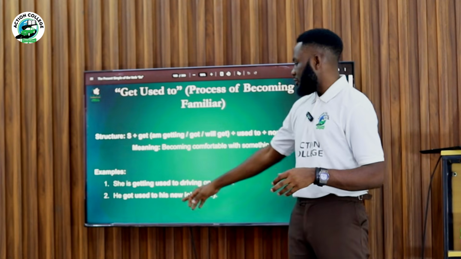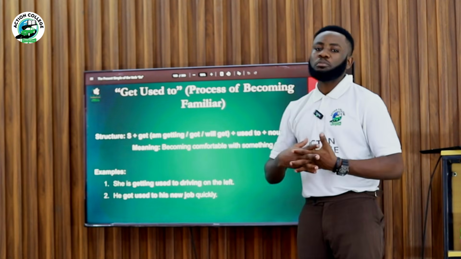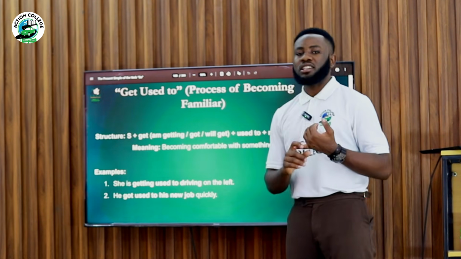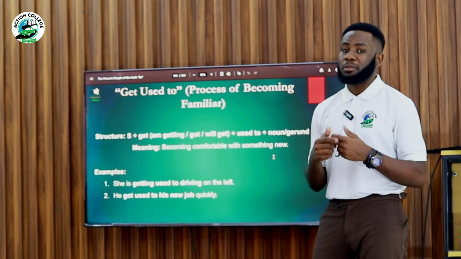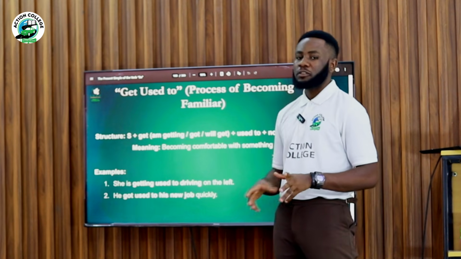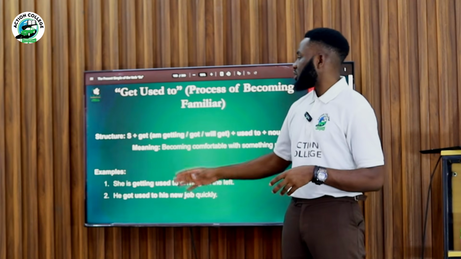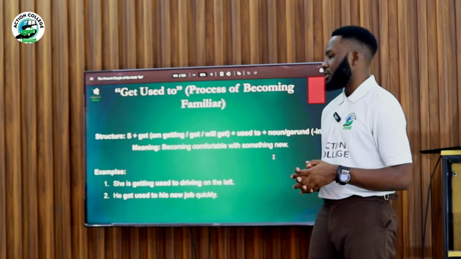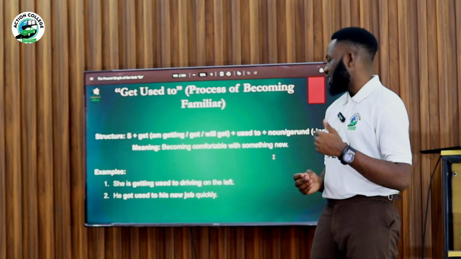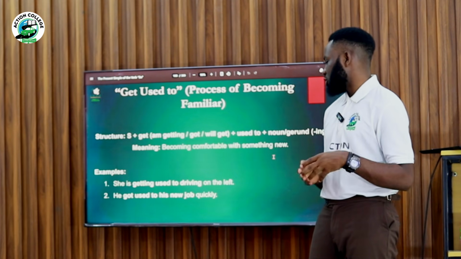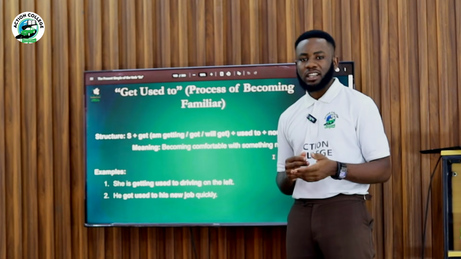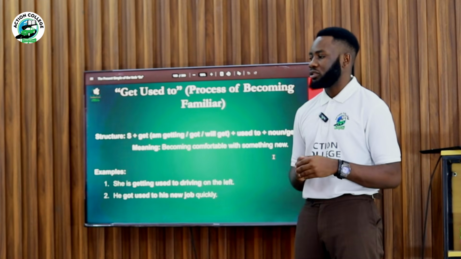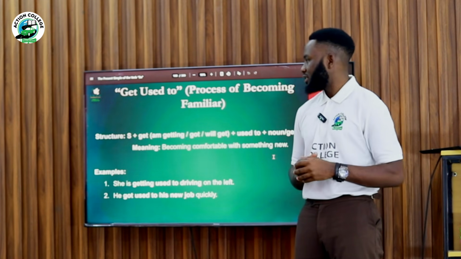We say that for this, "she" is the third personal pronoun, which brings the sense of the verb to be in present. So don't be confused if "is" is there, because it stands for this "get used to." And then we have example 2, which is "She got used to his new job quickly." That is what goes with "got used to," or "got" in the past form.